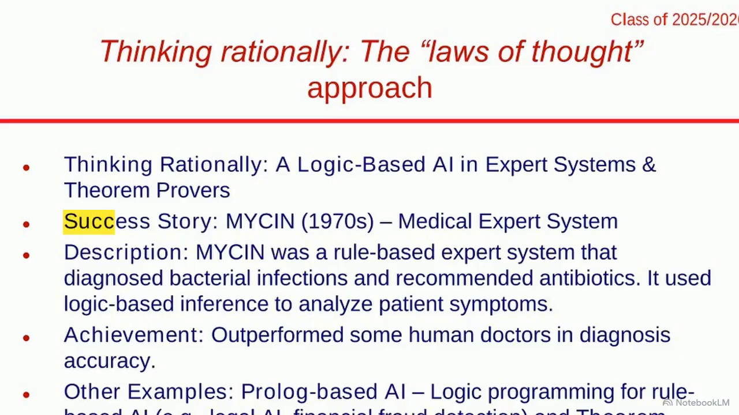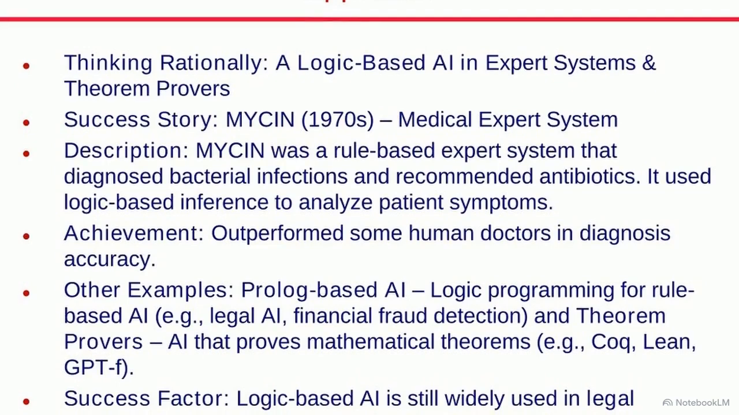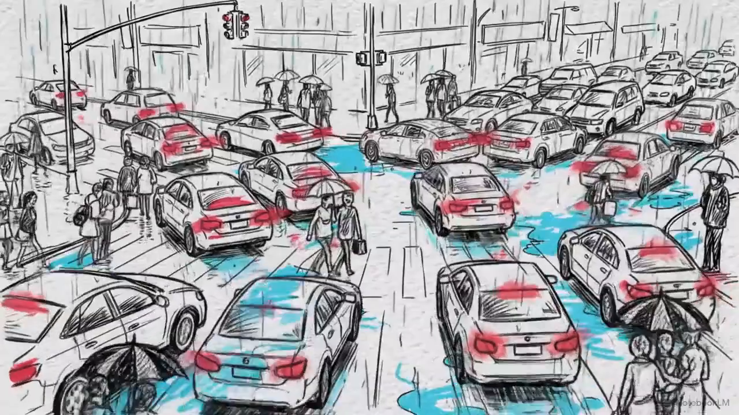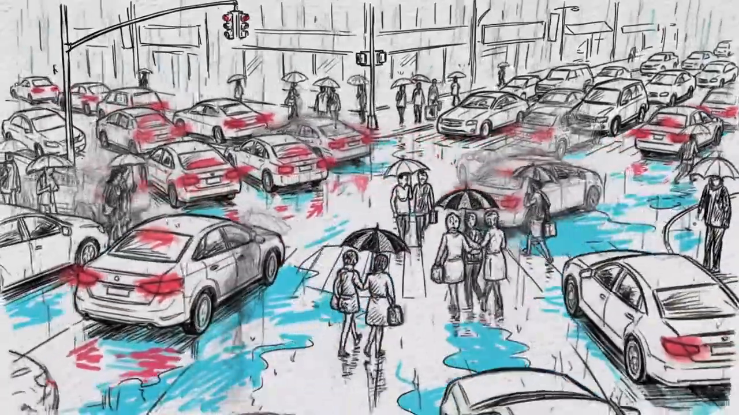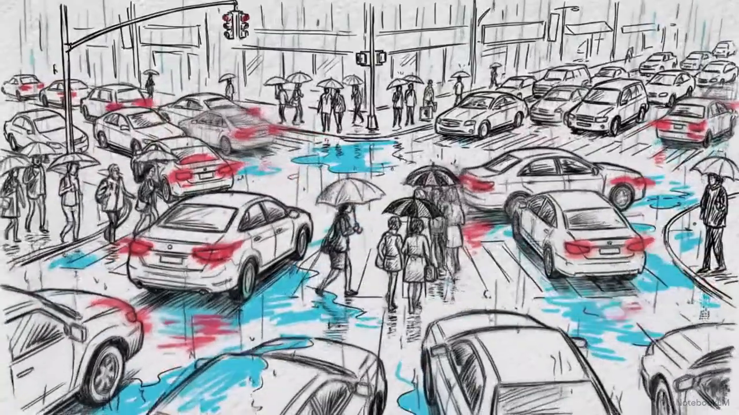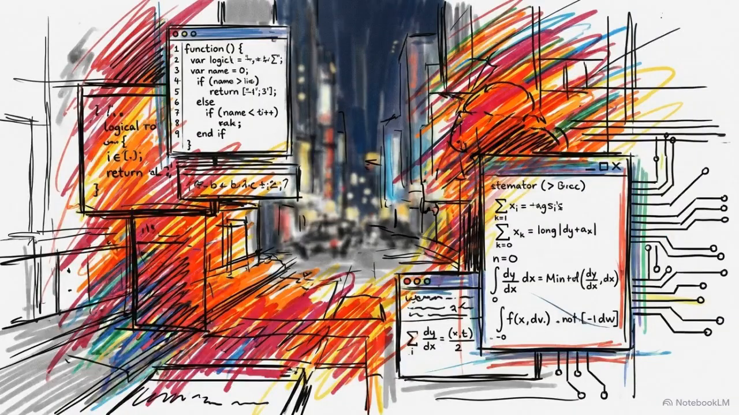In the 1970s, a system called Mycin demonstrated the power of this approach. It was a rule-based expert system that used formal logic chains to analyze patient symptoms and diagnose bacterial infections, frequently achieving higher accuracy rates than human doctors. But the laws of thought approach has a fatal limitation. The real world is messy. When faced with unpredictable environments, incomplete data, or uncertainty, strict logical frameworks break down because they cannot compute absolute truths.